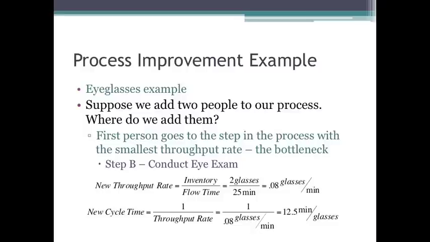So instead of working on 1 pair of glasses at a time, we're able to work on 2. So our new throughput rate, if inventory goes from 1 pair of glasses to 2, is going to be 2 glasses divided by 25 minutes, or 0.08 glasses per minute. So our new cycle time for this particular step is going to be 1 divided by 0.08, so 12.5 minutes per pair of glasses for that step. It's important to remember that this is just for that step. We're going to see how it affects the entire process in just a second.